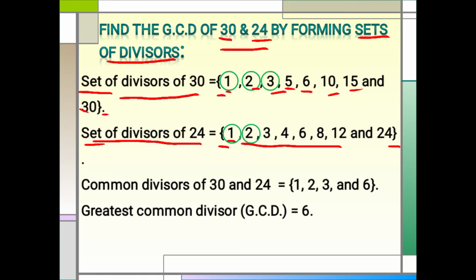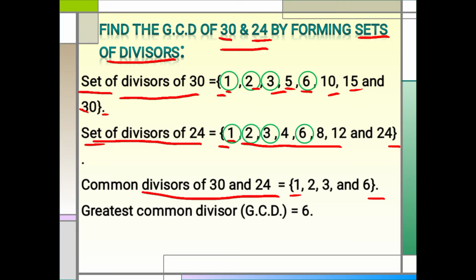Next common number is 3. And the last common divisor is 6. So, common divisors of 30 and 24 are 1, 2, 3 and 6. And as you know, it is a set again, so that's why you will write it down inside the curly brackets. Okay, so common divisors of 30 and 24 is equals to 1, 2, 3 and 6.